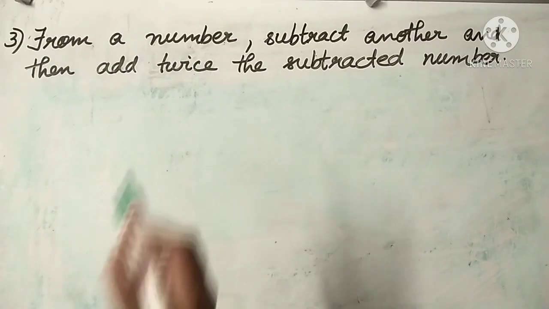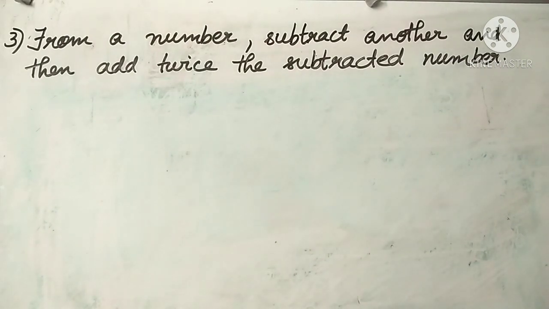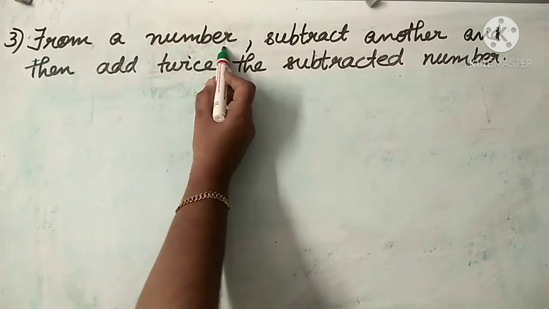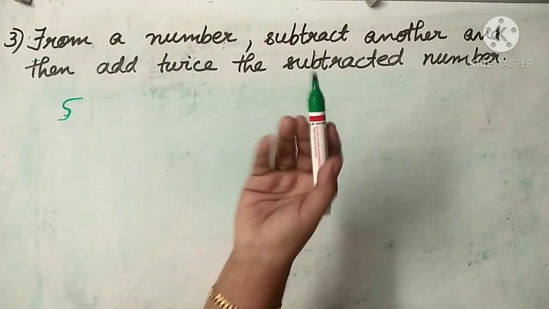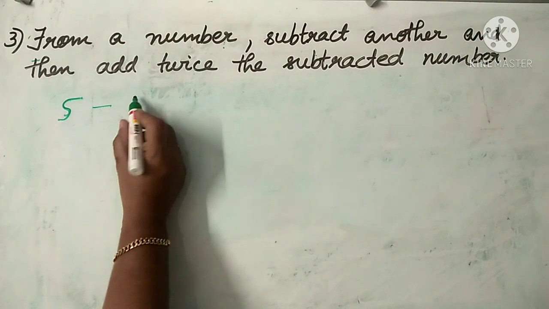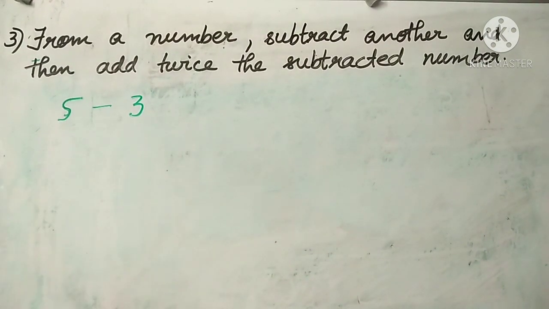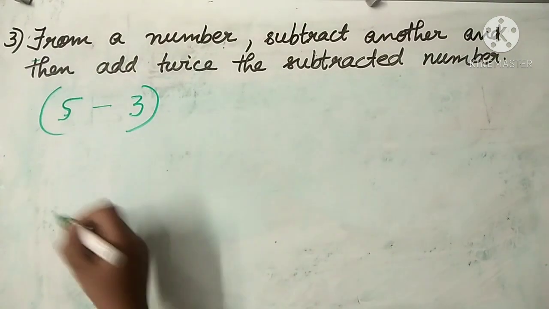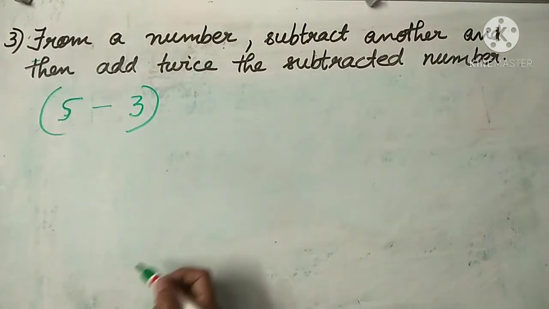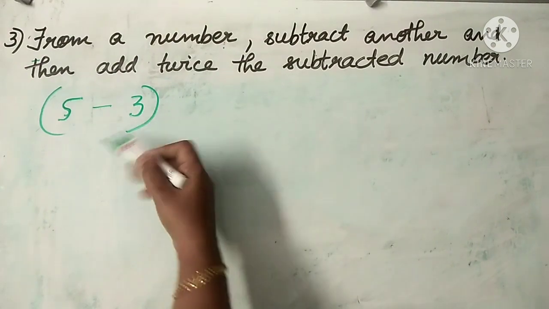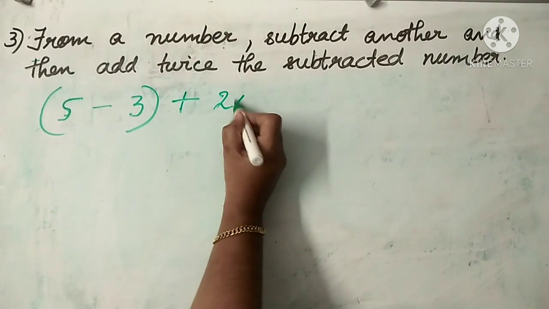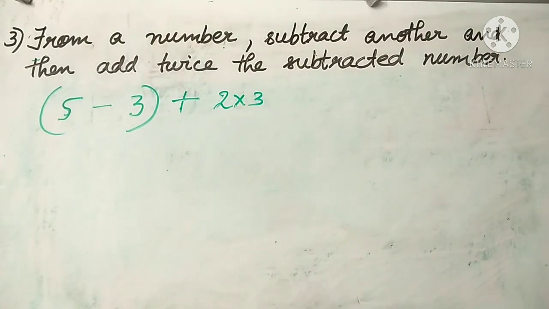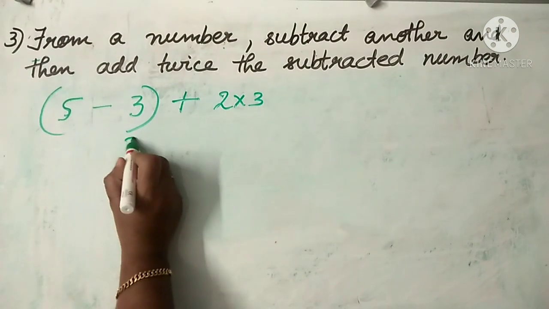Third question. From a number, subtract another number and then add twice the subtracted number. From a number, we have to take a number. I am taking a number as 5. Subtract another number. So I take 3 to subtract from 5. So 5 minus 3. Then add twice the subtracted number. The subtracted number is 3. Twice 3 we have to add to this term. So plus twice 3 is 2 into 3. Okay. Now what is the answer? 5 minus 3 is 2.